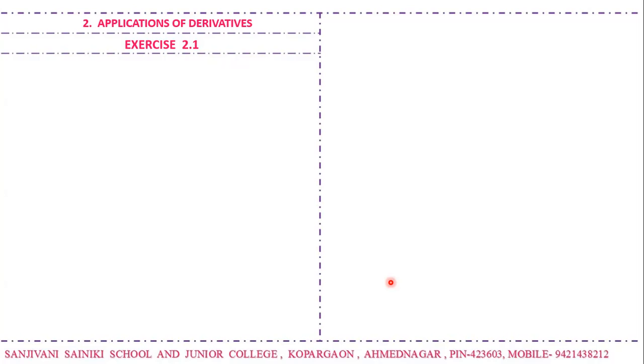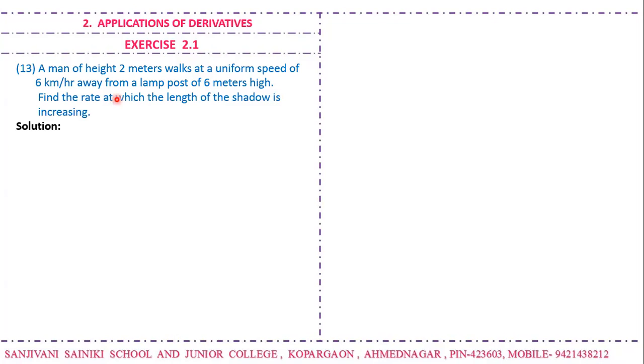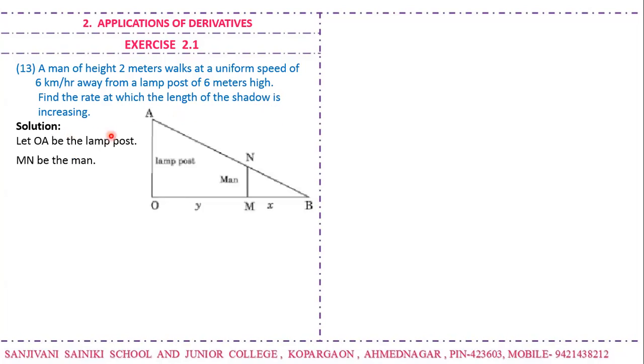The next example: a man of height 2 meters walks at a uniform speed of 6 km per hour away from a lamppost of 6 meter height. The height of the lamppost is 6 meters and the height of the man is 2 meters. And the man is going away from that lamppost and the speed of the man is 6 km per hour. We have to find the rate at which the length of the shadow is increasing.